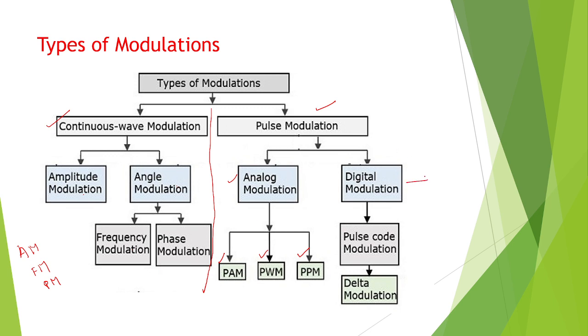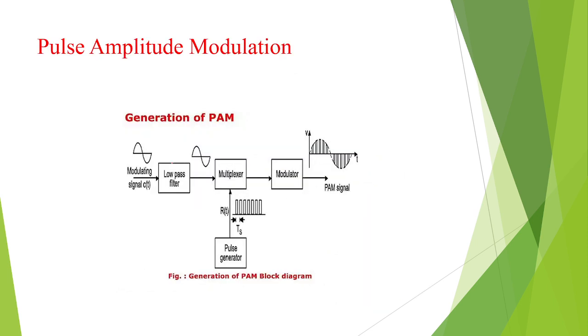Coming to digital modulation techniques, there are ASK, amplitude shift keying, FSK, frequency shift keying, and phase shift keying, PSK. These are the digital modulation techniques. Same thing, the message signal is multiplied with the carrier signal, and after that the modulated output we get is named S of t.